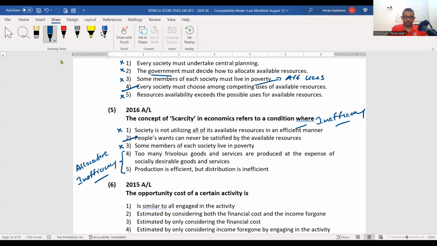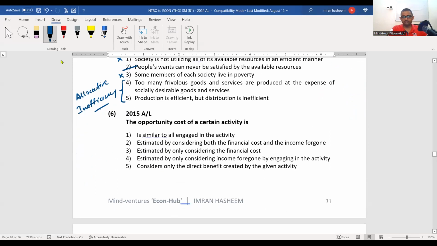Correct answer number 2. 2015. The opportunity cost of a certain activity, now we come to opportunity cost a bit, is similar to all engaged in the activity? No, it is not. Why? Opportunity cost is highly subjective. Remember? Then estimated by considering both financial cost and the income.